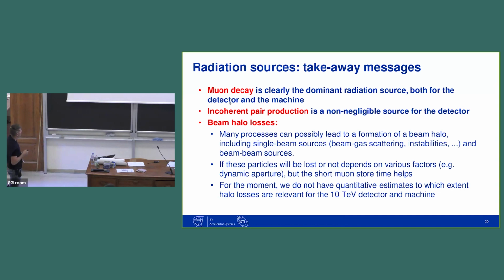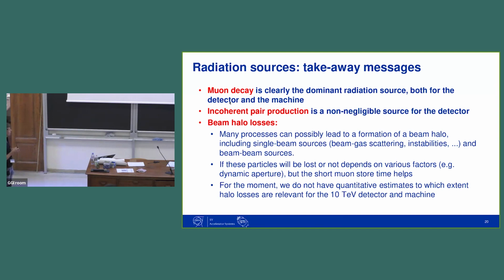Sorry. Just a few key messages for the radiation sources. Muon decay is clearly the dominant source for both the machine and the detector. Incoherent pair production is a non-negligible source for the detector. Beam halo losses could be a potentially important source.